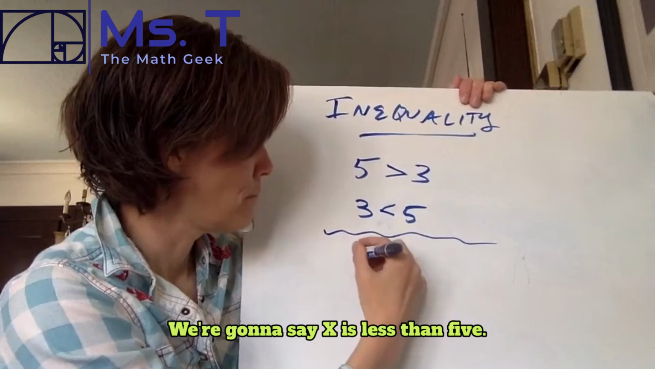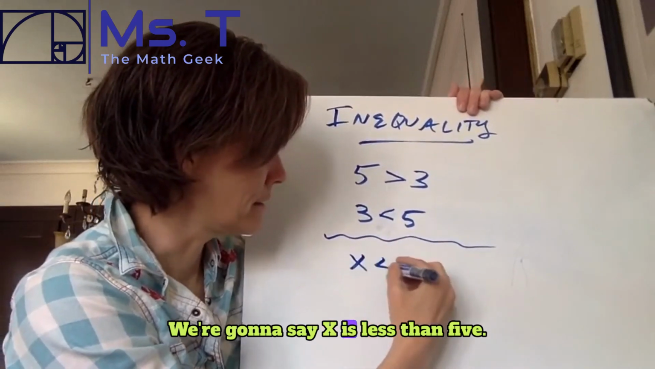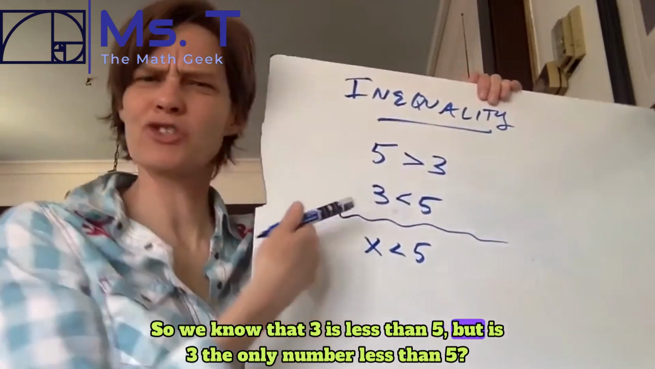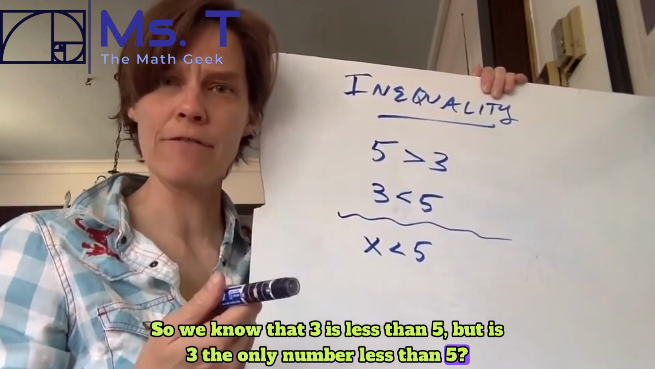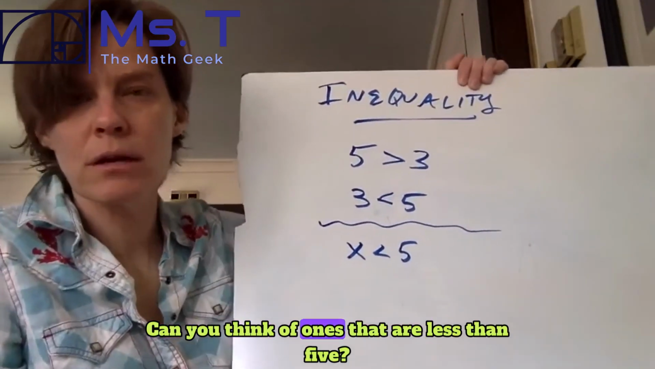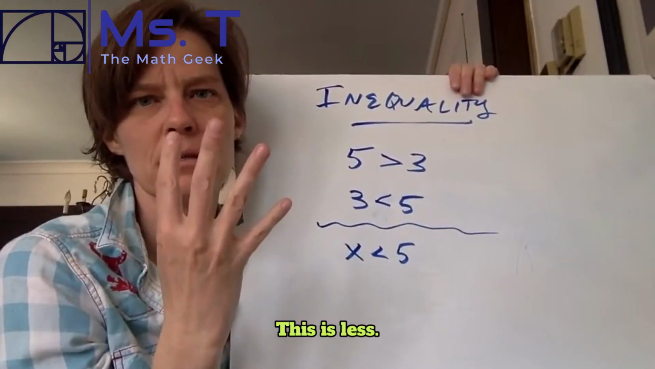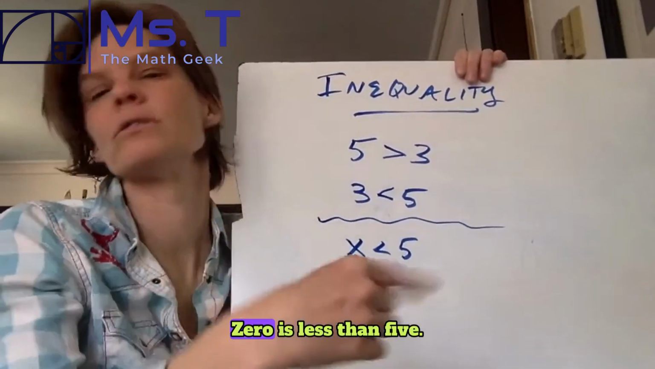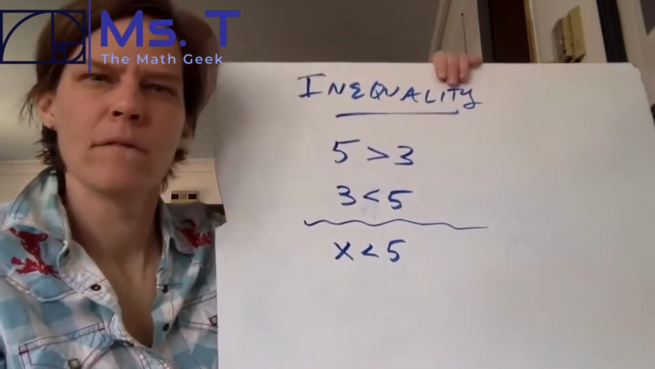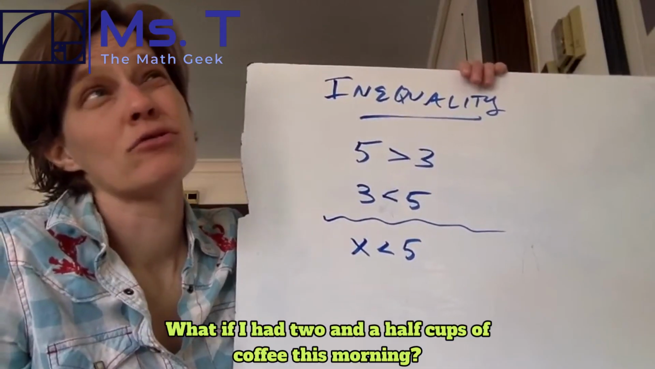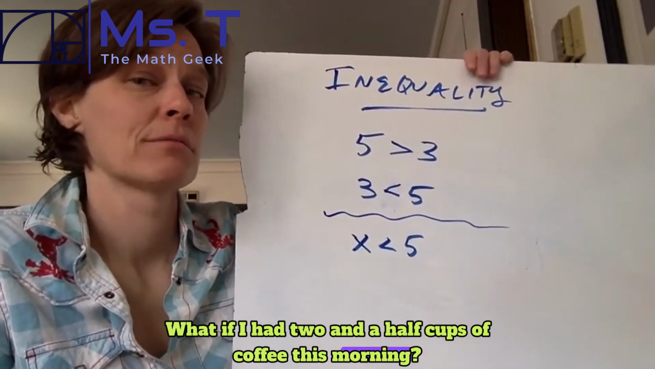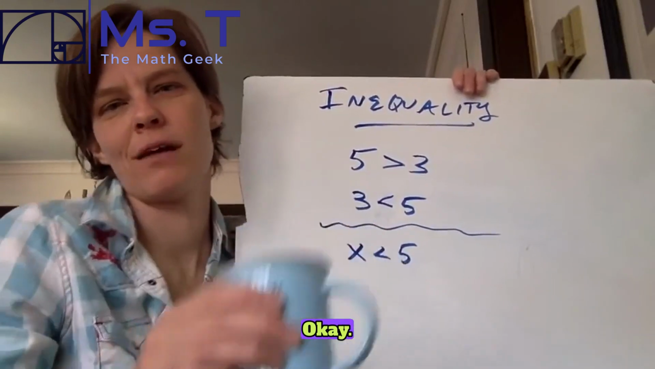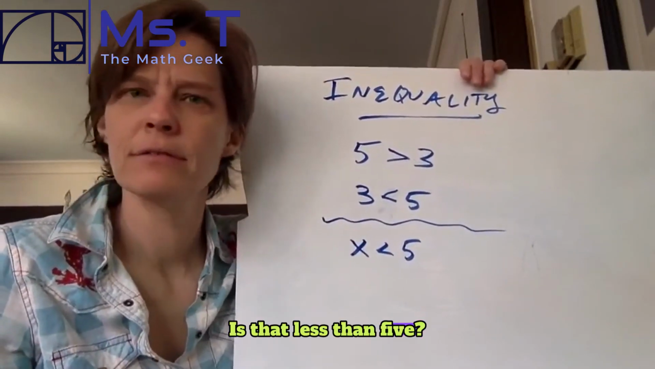We're going to say x is less than 5. Okay? So we know that 3 is less than 5, but is 3 the only number less than 5? 4 is less than 5. Can you think of ones that are less than 5? Well, this we've established is less. 0 is less than 5. Are those it, though? What if I had 2.5 cups of coffee this morning? Is that less than 5? I haven't finished it. Okay? Is that less than 5?